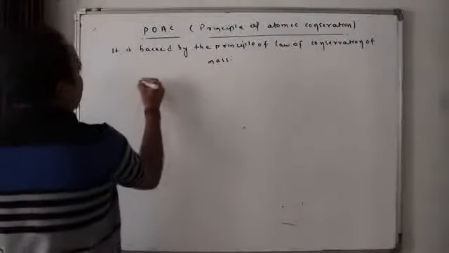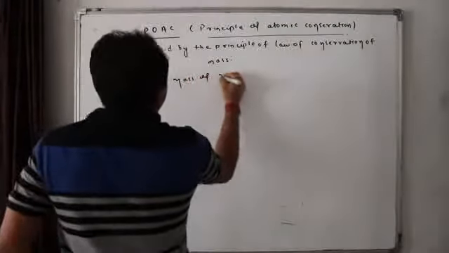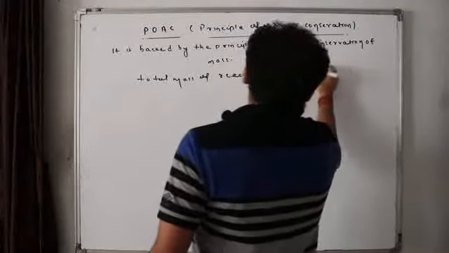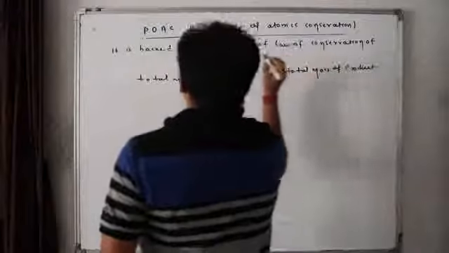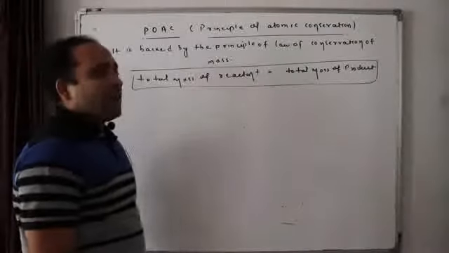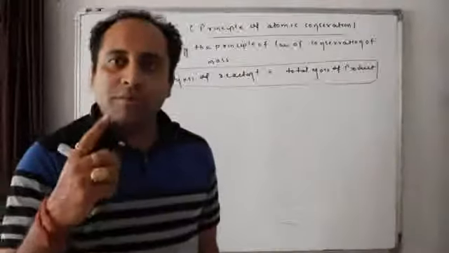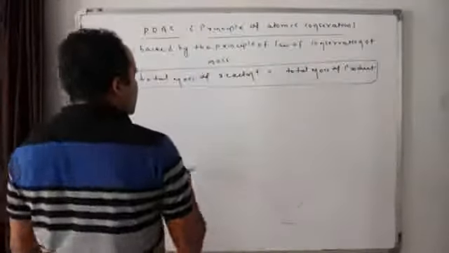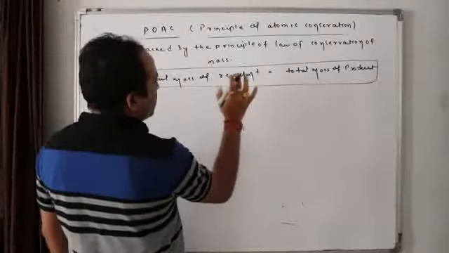It says that total mass of the reactant will be equal to total mass of the product. Okay, this is the law of conservation of mass. Total mass of reactant is equal to total mass of product, except in case of nuclear reactions where there is a loss of mass, and that loss of mass is converted to energy by Einstein's equation, E equals mc square. But we'll not consider nuclear reactions. In normal reactions, total mass of the reactant will be total mass of product.